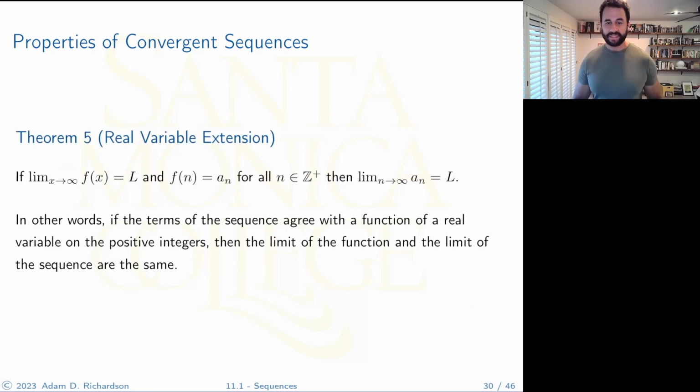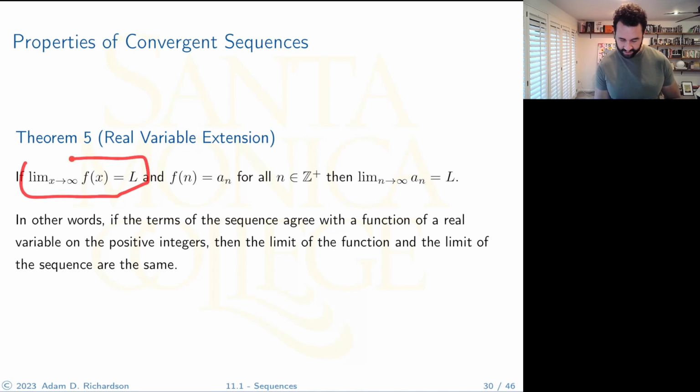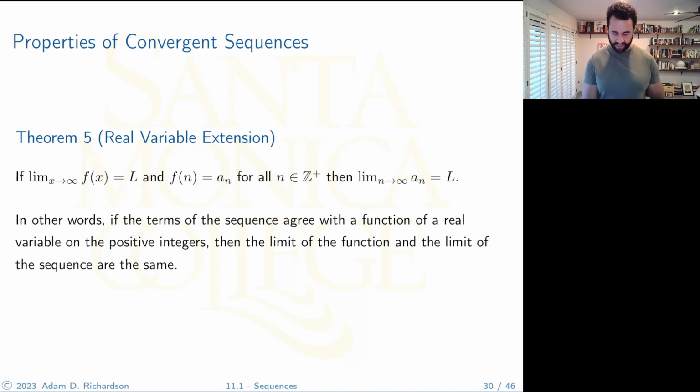All right, next. Okay, so this is a very helpful theorem. We're just going to get a whole bunch of theorems, lots and lots of theorems in this section and the following sections. We're going to get about 40 theorems in the next chapter. This theorem is handy. It's called a real variable extension. So it says this: if you know that the limit of a function of a real variable is L, and the function agrees with your sequence on the positive integers, then the limit of your sequence must be L as well. So that's the basic idea.